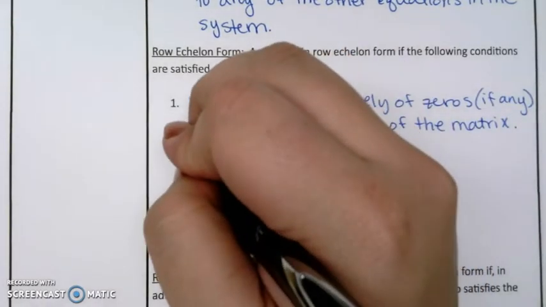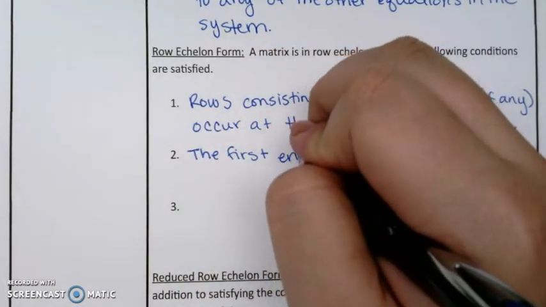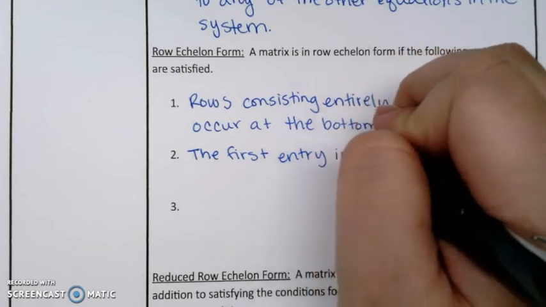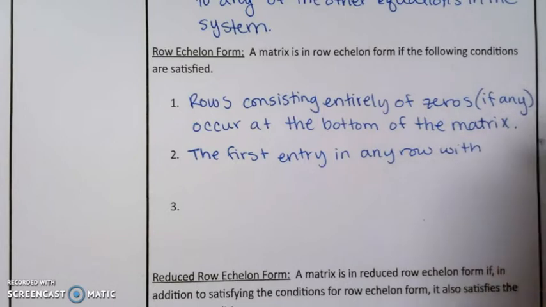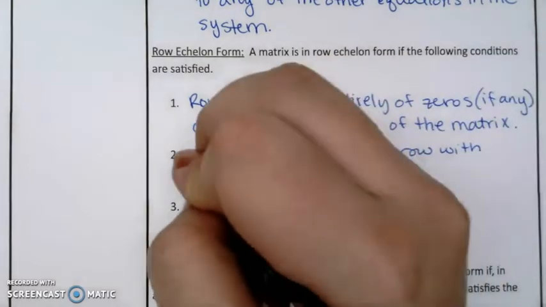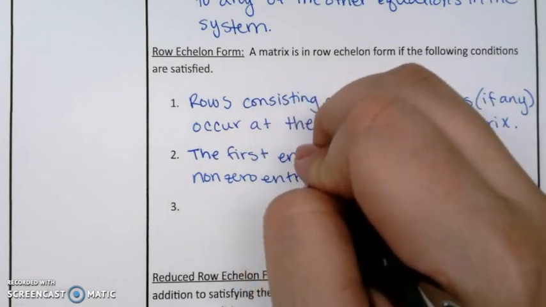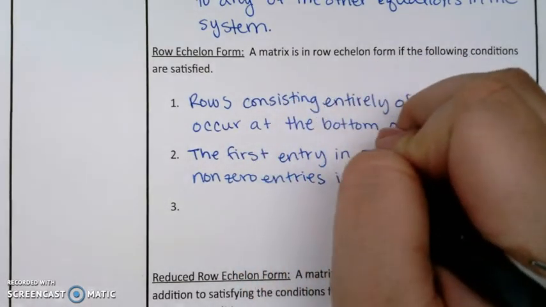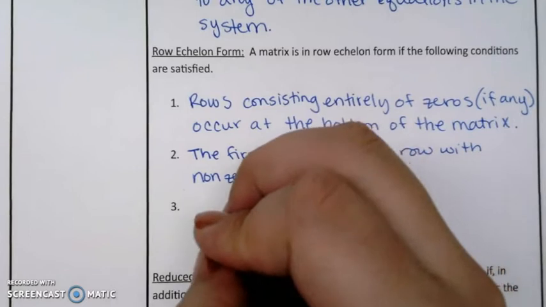Okay. Also, the first entry in any row with non-zero entries is 1. So you can have leading zeros followed by a 1 and then other numbers, but the first non-zero number is a 1.